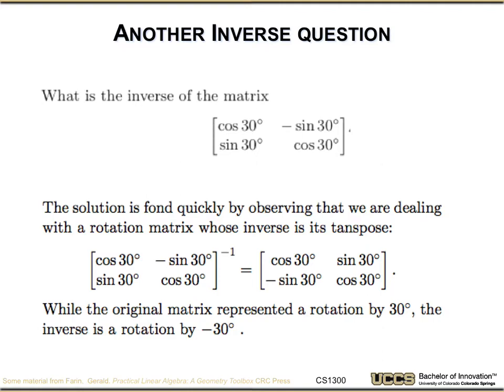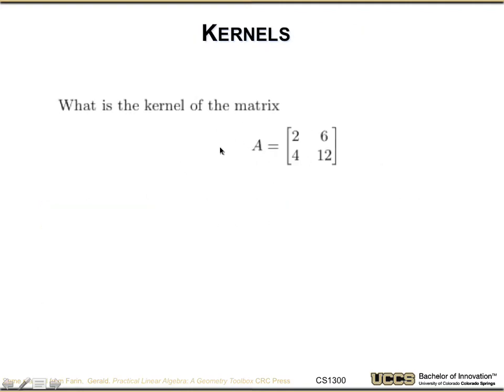Now let's go to looking at kernels. What's the kernel of this matrix? Okay, hopefully you didn't have to look up what's a kernel. You could just look at this matrix and say, oh, look, this row and this row are degenerate. They're multiples of each other, or this column and this column.